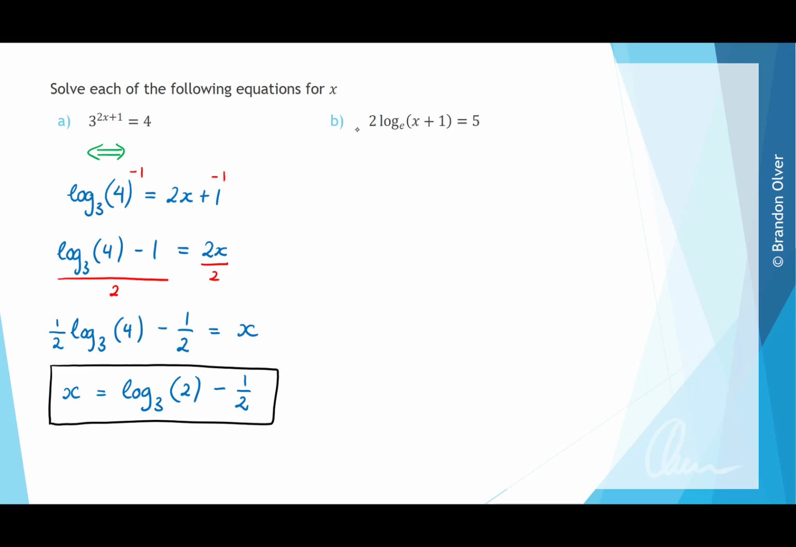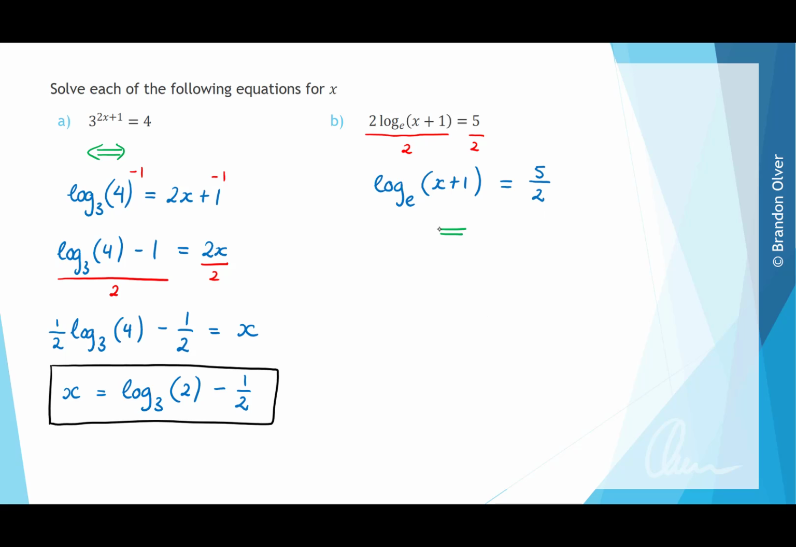For part B, we want to solve the equation 2 log e of x plus 1 equals 5. And now before we can take an equivalent statement to get this x plus 1 out by itself, we're going to need to divide both sides of this equation by 2. So this will leave us with just log e of x plus 1 on the left-hand side is equal to 5 divided by 2 on the right-hand side.